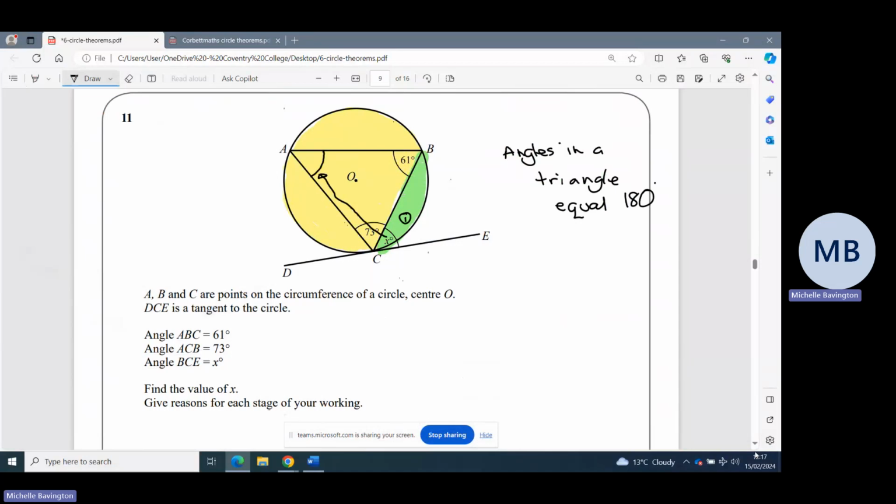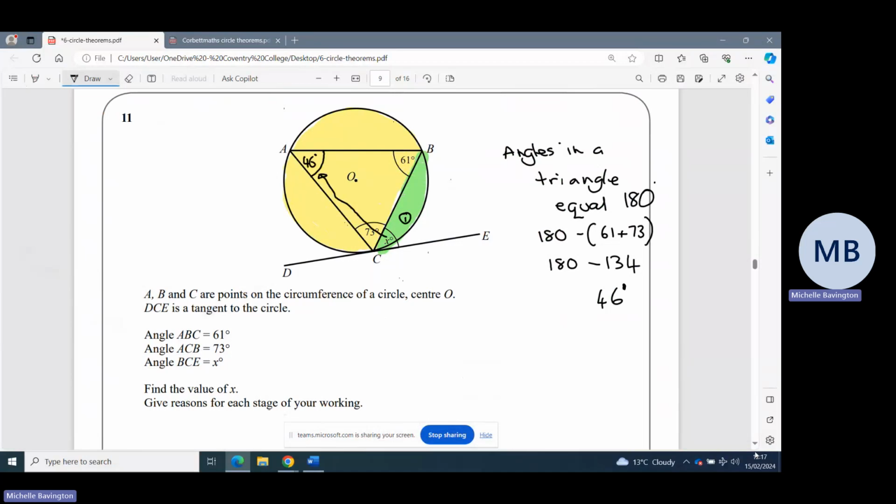equal 180. And I've got 180 minus 61 plus 73. 180 minus 134. Okay, so that will leave me 46 degrees.